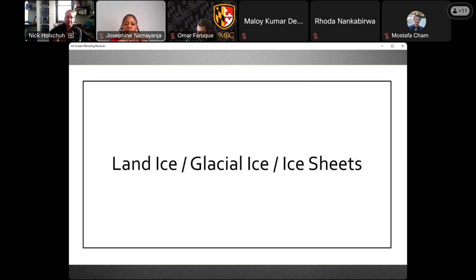We're going to start with land ice, and I may use these terms interchangeably. Land ice, which is meteoric ice stored on land, can also be referred to as glacier ice or glacial ice or ice sheets. So all of those things are kind of equivalent in my mind.